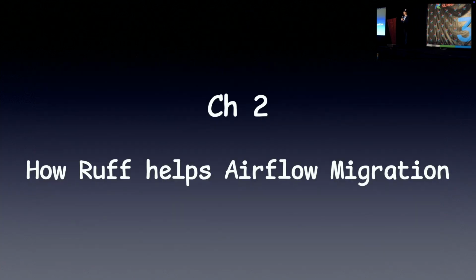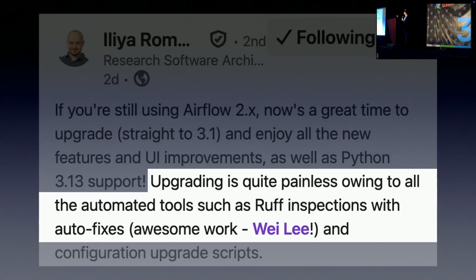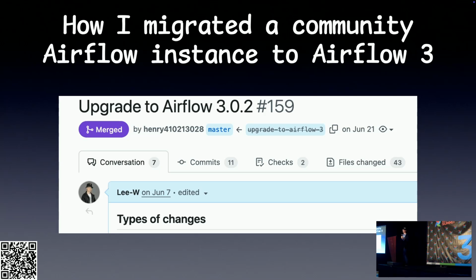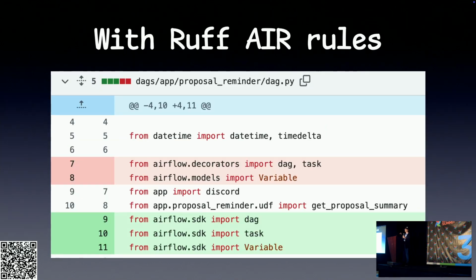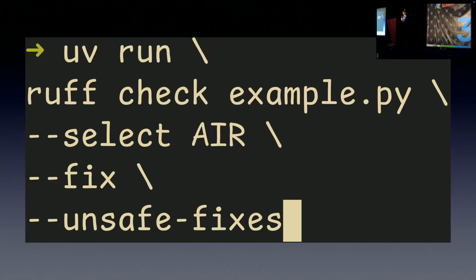And then let's go to the Airflow migration itself. We got some praise from the community: upgrading is quite painless thanks to all the automated tools such as Ruff inspection. Yes. And I actually used this tool to migrate the PyCon Taiwan Airflow instance from 1.10.15 to Airflow 3. And this is the specific commit where I used the Ruff Airflow rules to modify our code. So basically, it removes the airflow.decorators import of dag and task, and replaces it with the Airflow SDK, which is the path we should use now. And this is the command we should use.